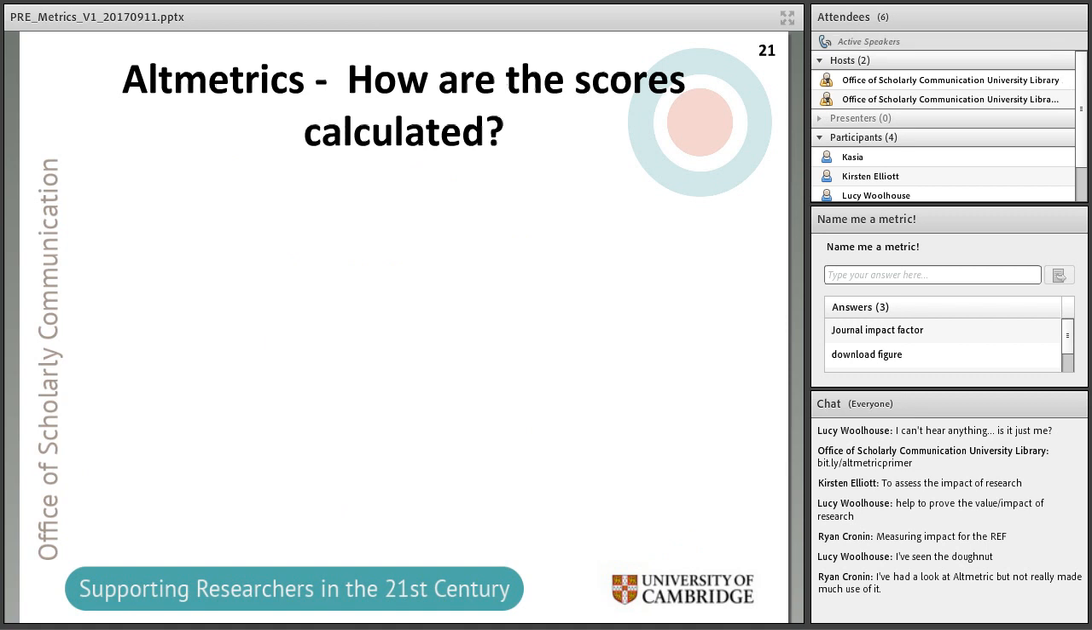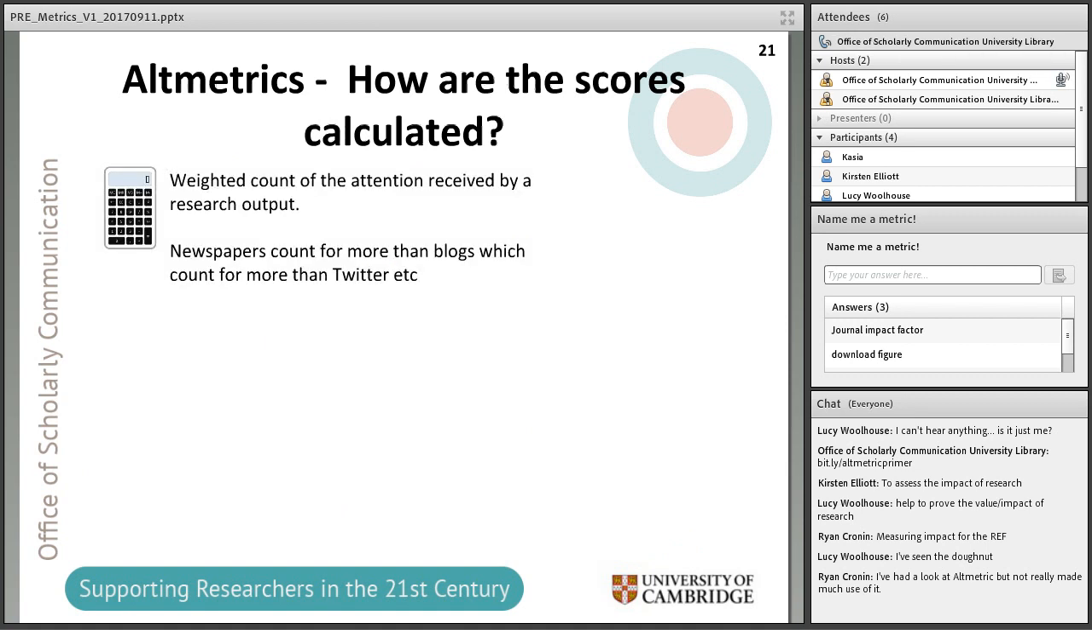So how are the scores calculated? This is where they use their lovely little donut. But generally, there's a weighted count of the attention received by each research output. So a mention in a newspaper is worth more than a mention in a blog, which in turn is worth more than a tweet, which in turn is worth more than a retweet, and things like that. And they put a lot of thought into the weightings, and so different news outlets might score differently.